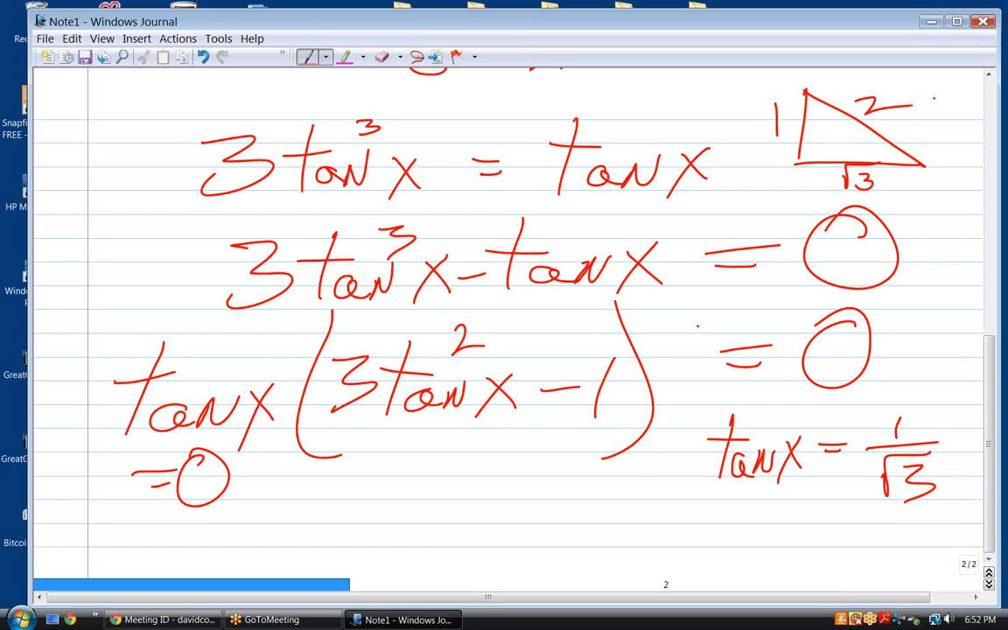What angle is tan x equal to 1 over root 3? Pi over 6. You're right, pi over 6. It's the 30 degree. The easy way to convert radians and angles is this times this is always 180.